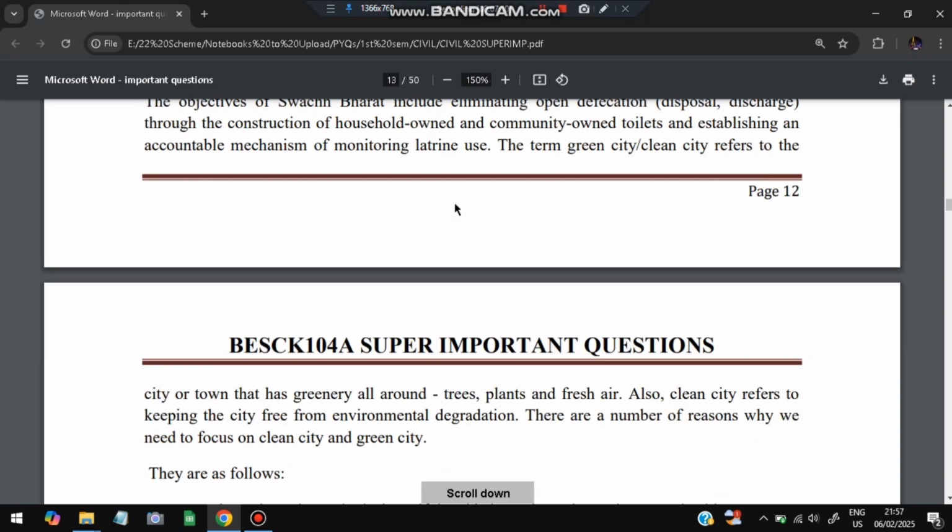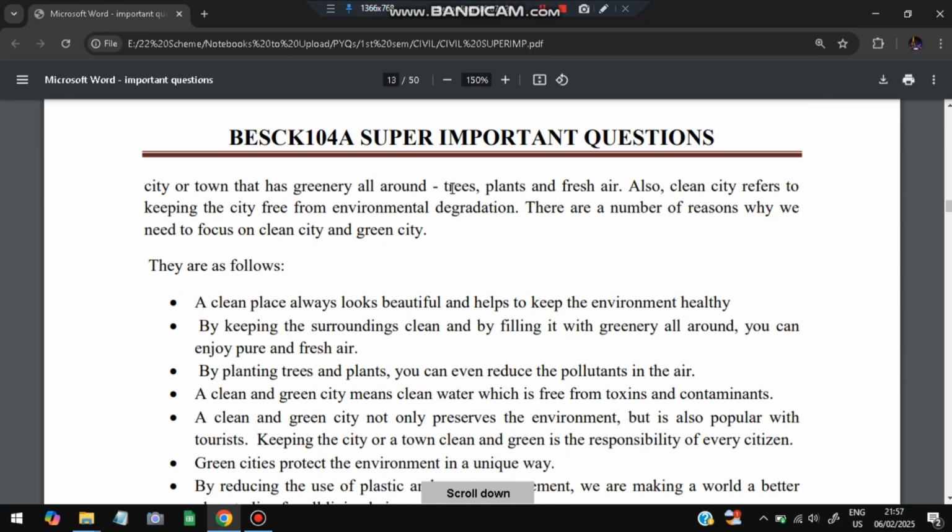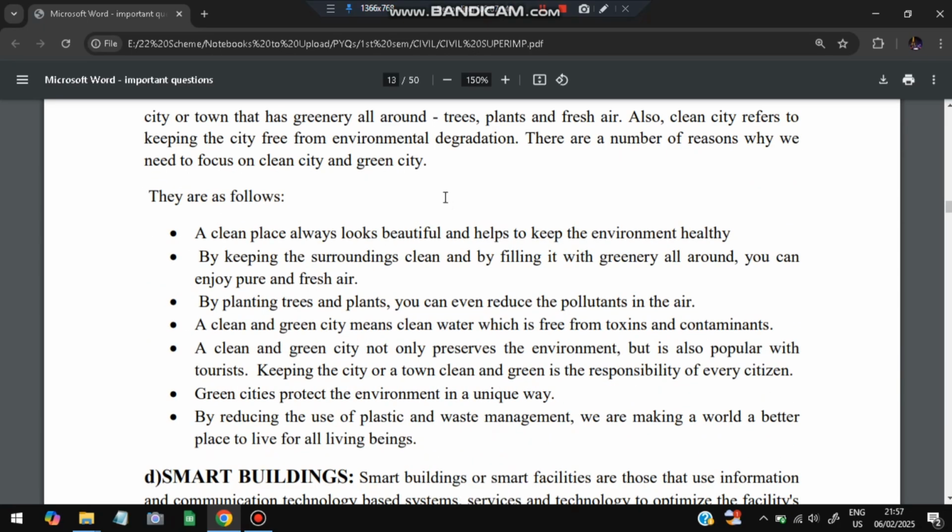To make the city clean, plant more trees and have fresh air; all those things come under the clean city. The main reasons why we need a clean city are that it looks beautiful and helps keep the environment healthy. By keeping the surroundings clean and filling them with greenery, you can enjoy pure and fresh air. By planting trees, you can reduce the pollutants in the air.